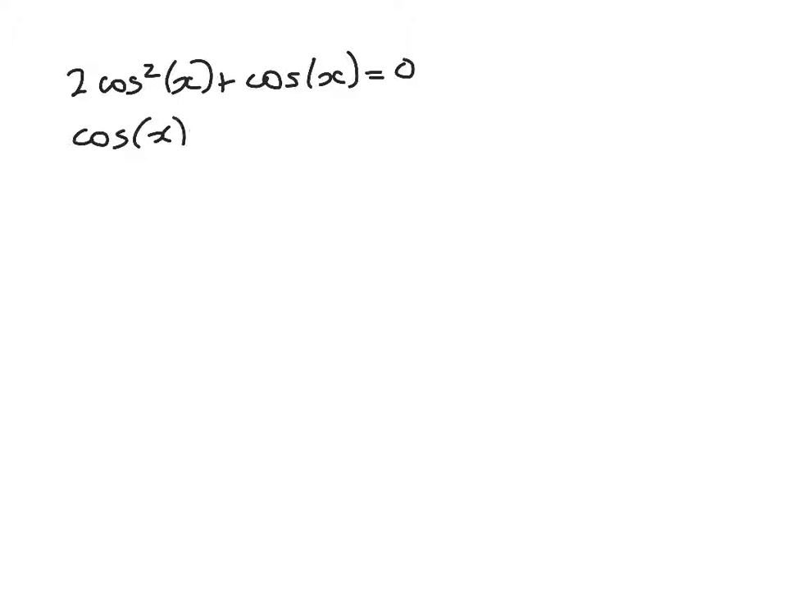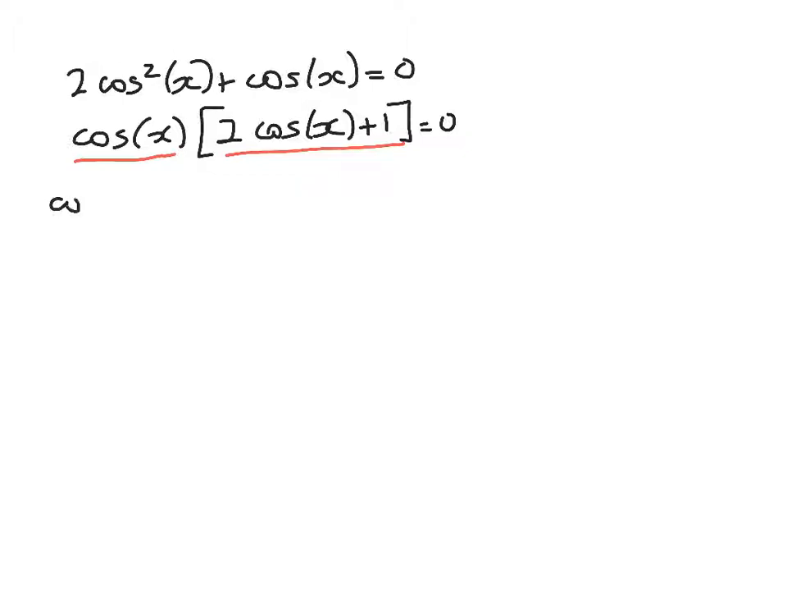Right, so we have to solve this. So we're working with a quadratic equation in cos of x. It's a pretty straightforward one because we've got a common factor of cos x, so we pull that out the front. So cos x times 2 cos x plus 1 equals 0. Now if either this is 0 or this is 0, then the whole thing will be 0.